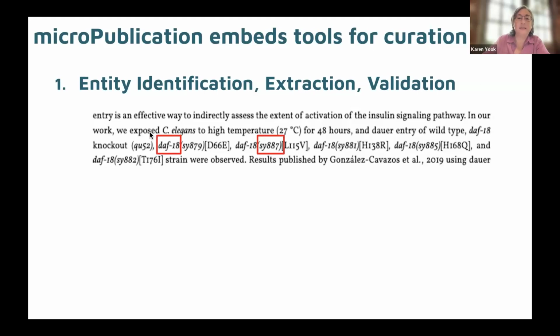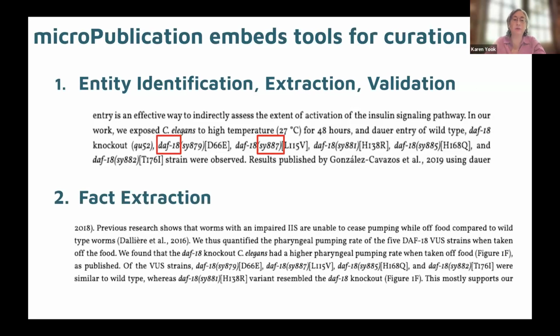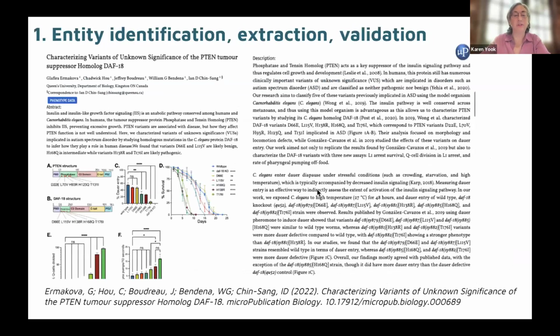So these are the entities. If we highlight them, how do we find them? The other part of curation is fact extraction. Can we build tools that will help us really extract what the actual annotation should be? So in the first entity extraction, we identify two entities, DAF18 and an allele, SY887. Those details don't matter, but just to know that they're biological entities. And in the second part, we need to annotate that this allele of DAF18 causes a phenotype. In this case, it's brinjal pumpkin.